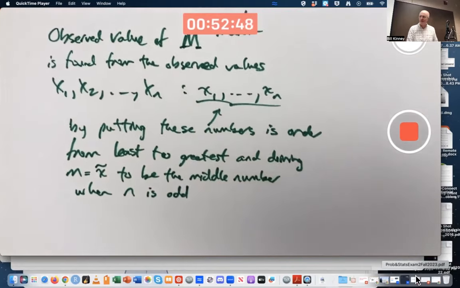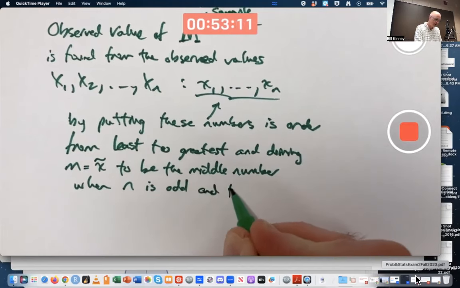When n is odd, there will be a middle number. Like if you've got 5 numbers, 1, 2, 3, 4, 5, in order, the middle number will be the third number. If there's 7, the middle number will be the fourth number. If there's 9, the middle number will be the fifth. The middle position is always (n plus 1) over 2 if n is odd.